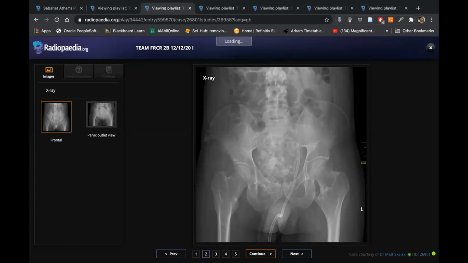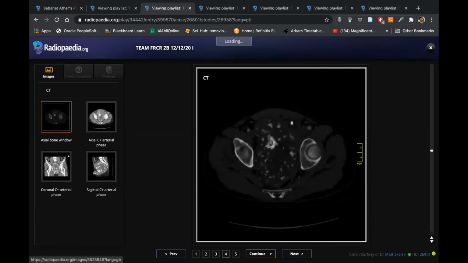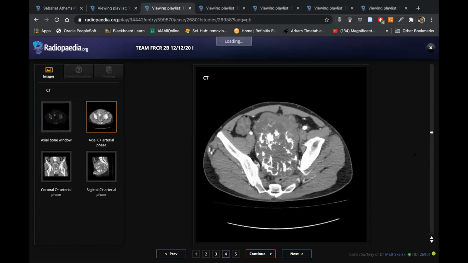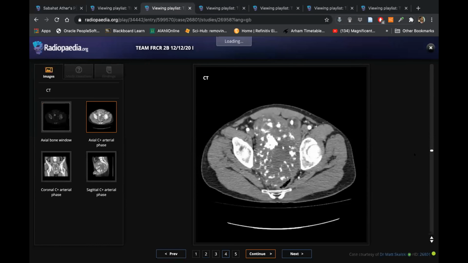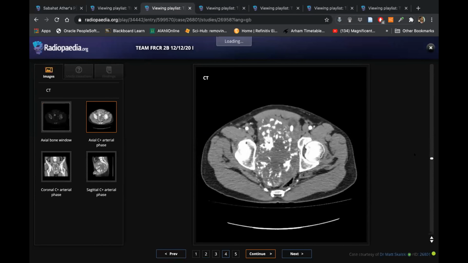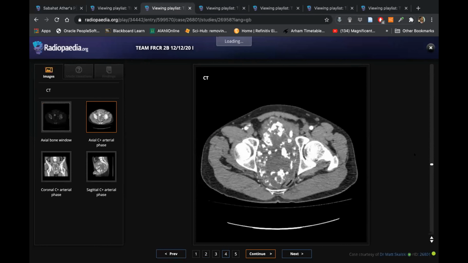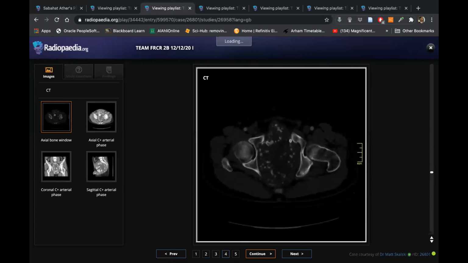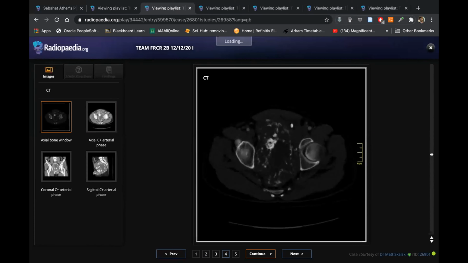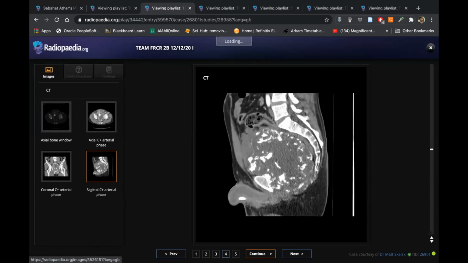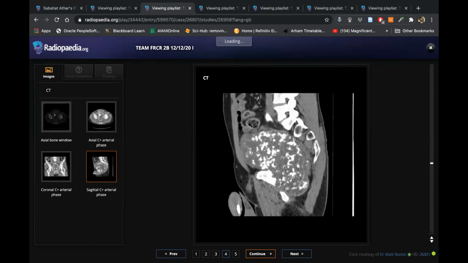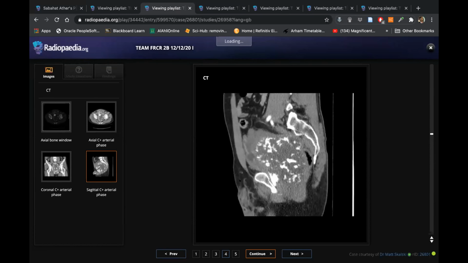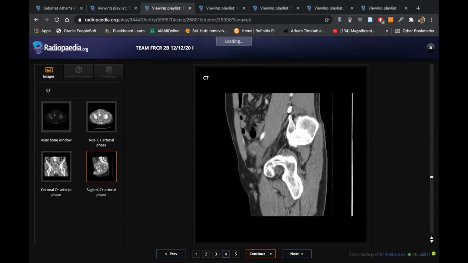CT. Okay, let me show you the arterial phase. In the arterial phase, there is enhancement within the bladder region, or rather in the pelvis. I would like to see the plain image once. So there are multiple hyperdense foci present in the pelvis, which appear to be enhancing. On the sagittal image also, there appears to be a mass within the pelvis showing multiple hyperdense foci. So this looks like a tumor, probably from the bladder, like a bladder sarcoma.